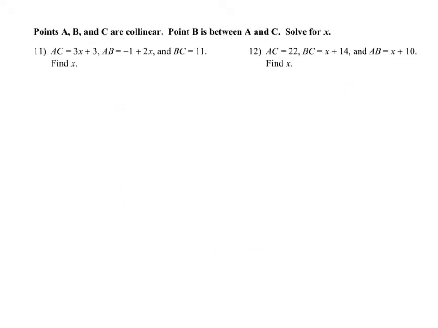So we're going to use the segment addition postulate for these two examples. So let's read the directions together and then see if we can try number 11 together. So this says A, B, and C are collinear.